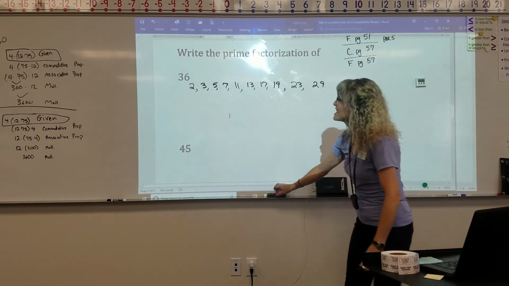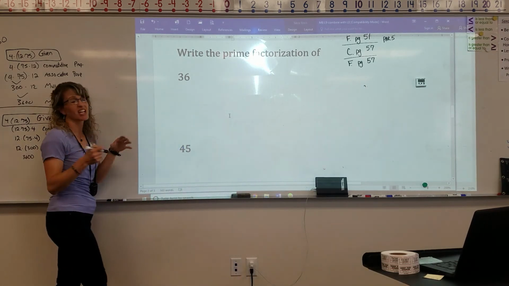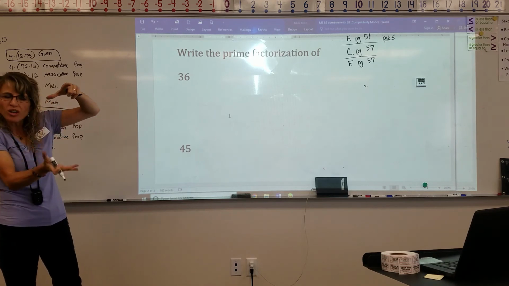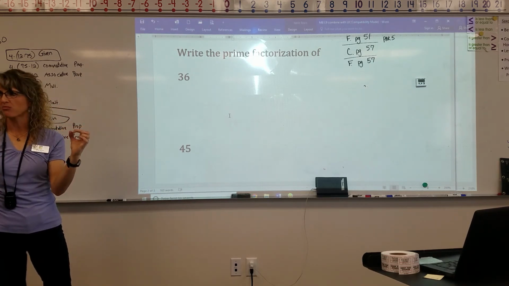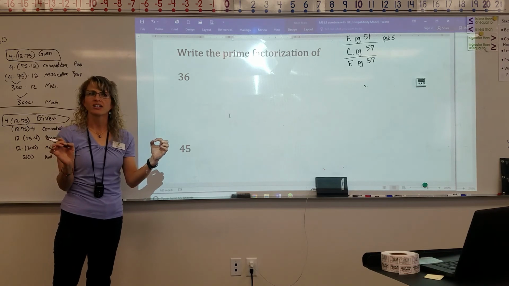Prime factorization. This is the cool one that students really like because you make an upside down tree. We're going to break down 36 into its factors and keep going until the very bottom numbers are the smallest prime numbers possible.